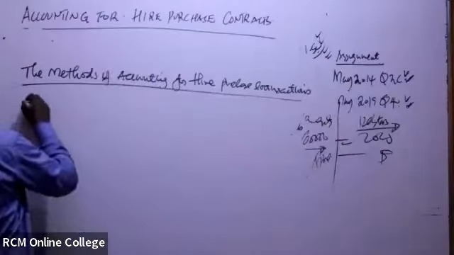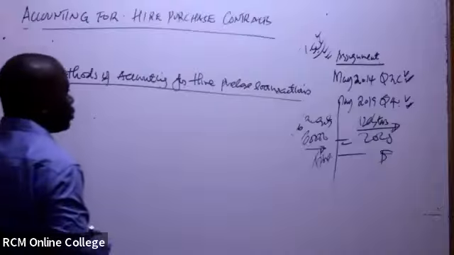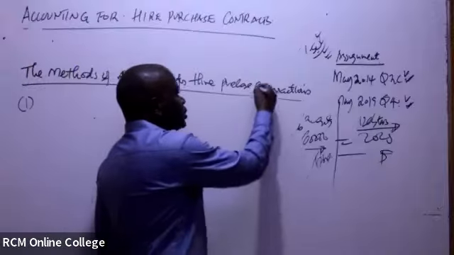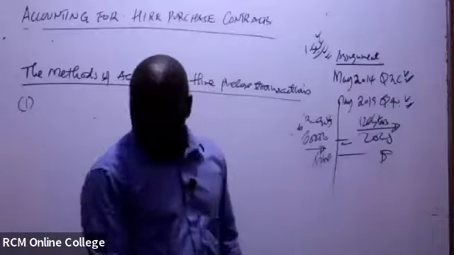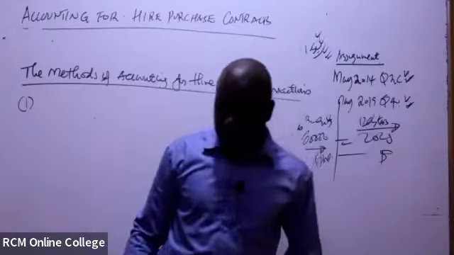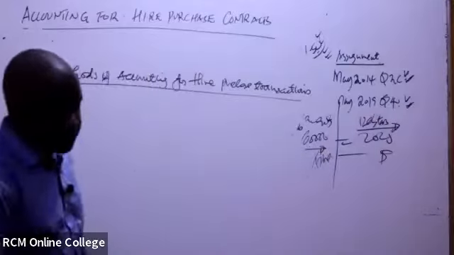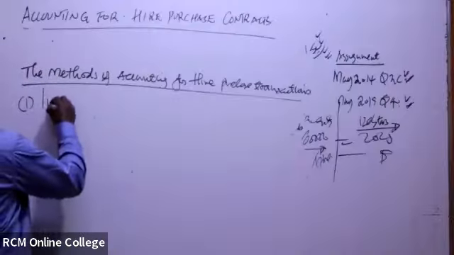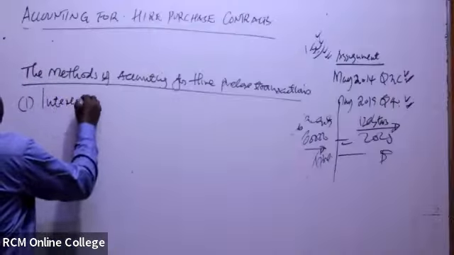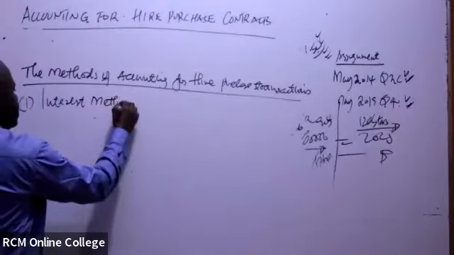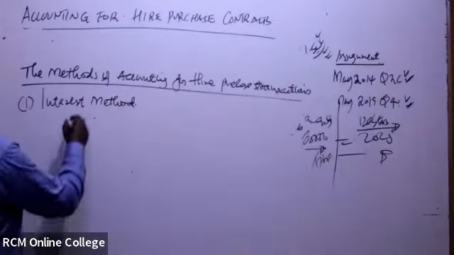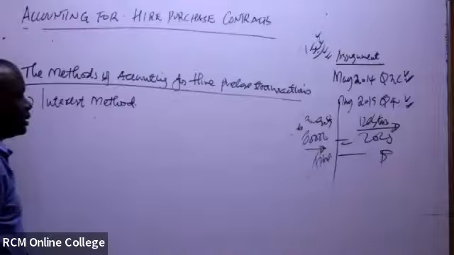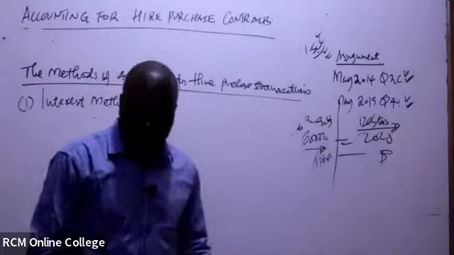So you can write the first method: interest method. Then you write this under interest method.